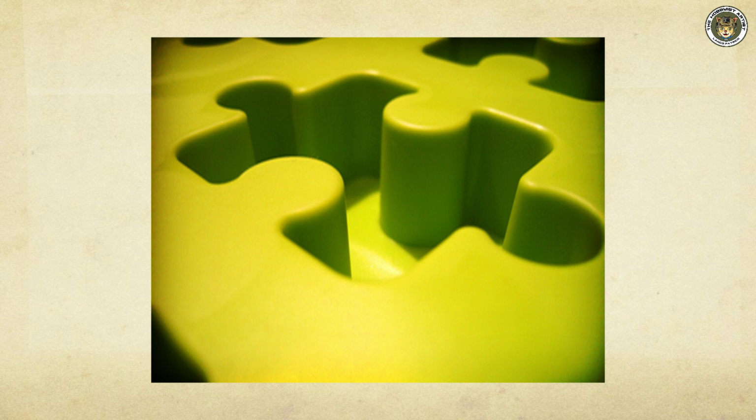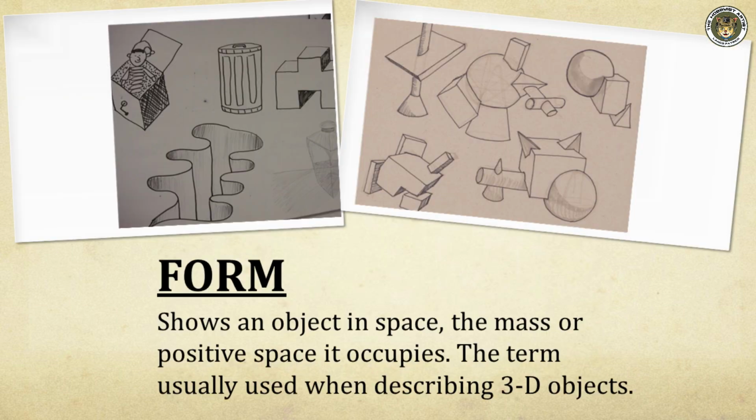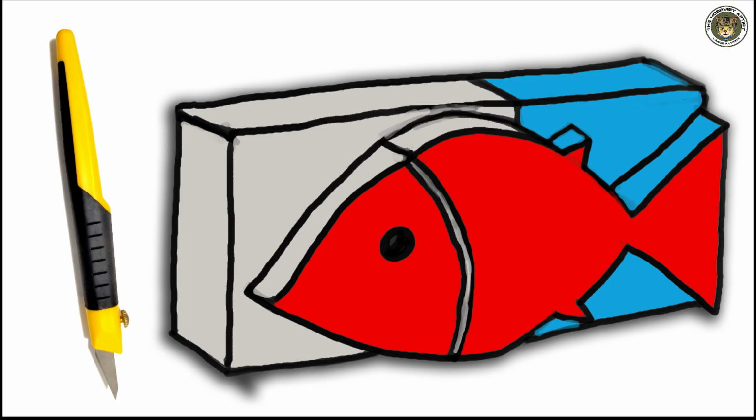Next one, we have this, a form. This shows an object in space, the mass or positive space it occupies. The term usually used when describing 3D objects. So here's one example of 3D objects.